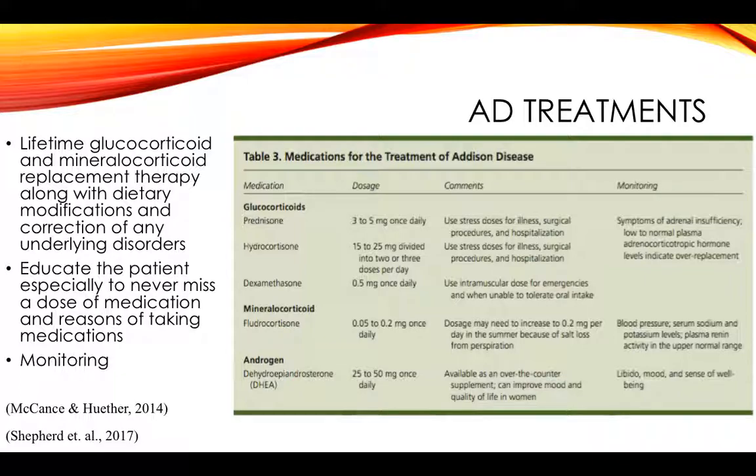And treatments include lifetime glucocorticoid and mineralocorticoid replacement, and also modification of diet and multiple corrections, for example, electrolytes. Educate the patient to not miss any dose of medication and the reason why they should take it every day. Monitoring.